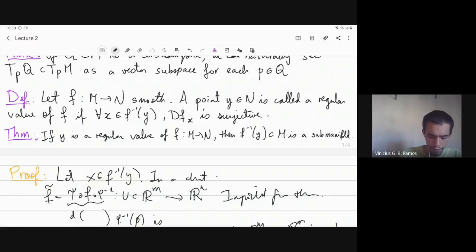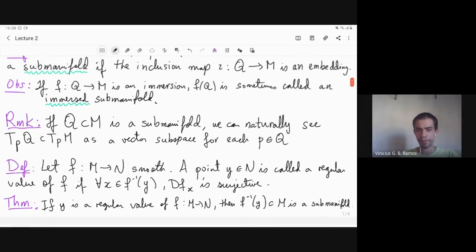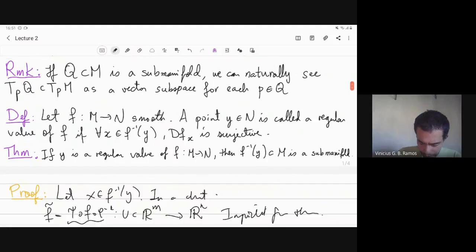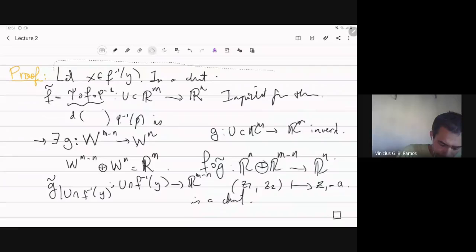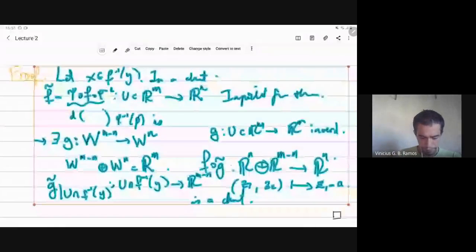Okay, so now there's a theorem that I'm going to prove. The theorem is: if y is a regular value of f, then the preimage is a submanifold. Well, the hardest part here is to see that the preimage is actually a manifold. It's not very hard. I wrote it down, but let me delete it because I had promised that I would do the proofs live. So, delete.